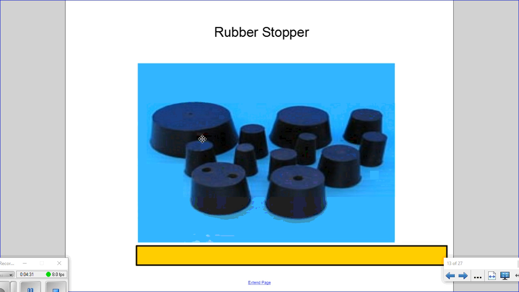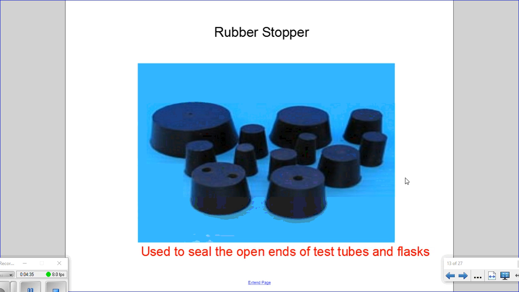So to go with the flask, you have these rubber stoppers, which are used to seal the open ends of test tubes and flasks.